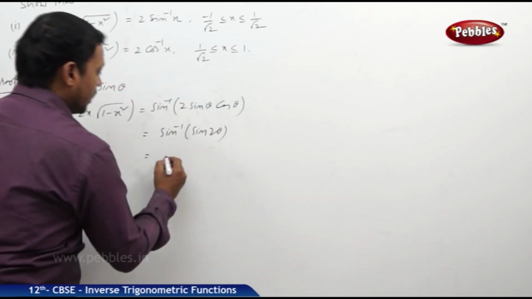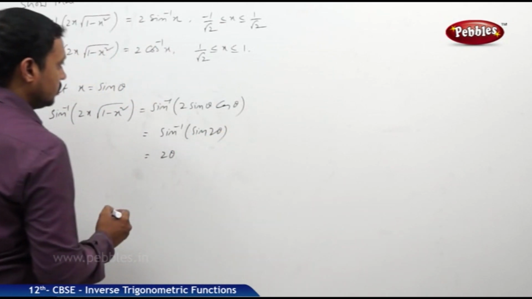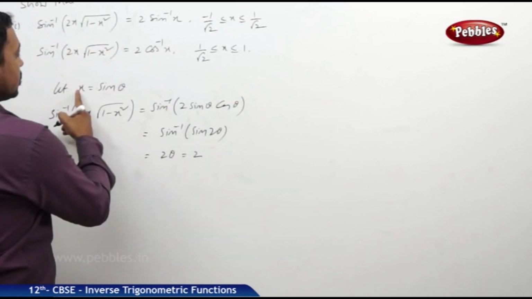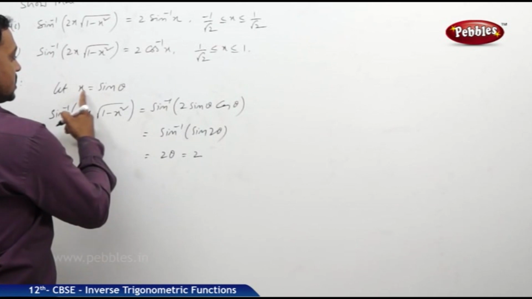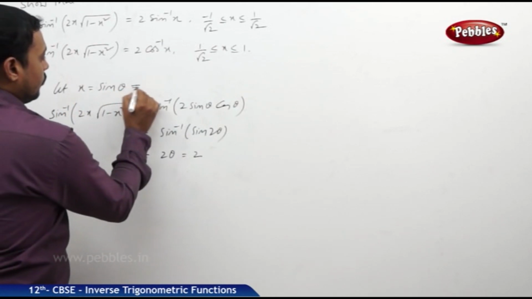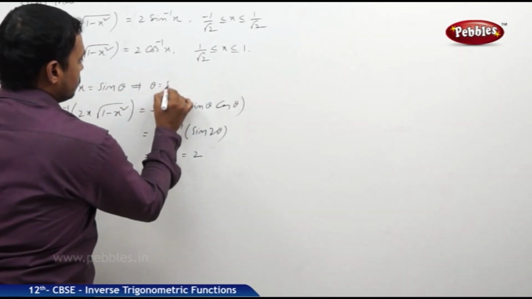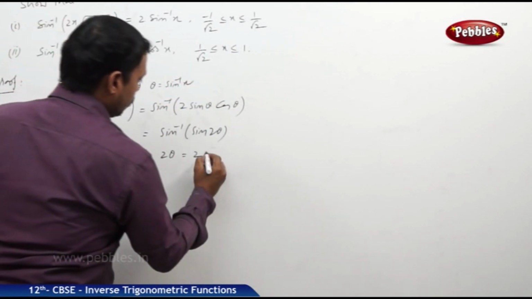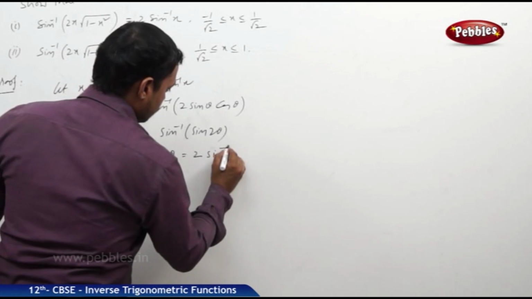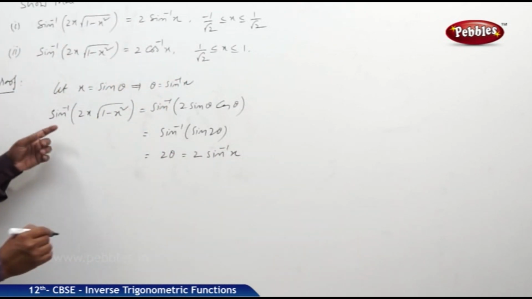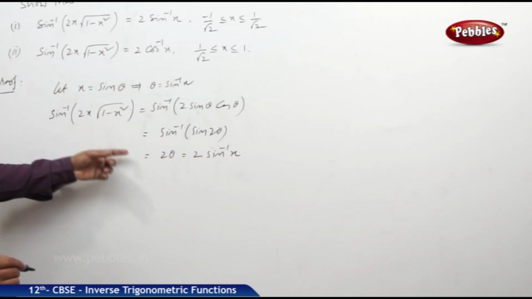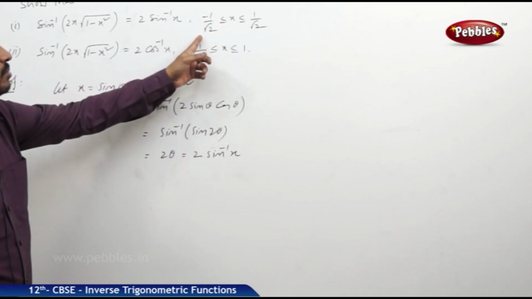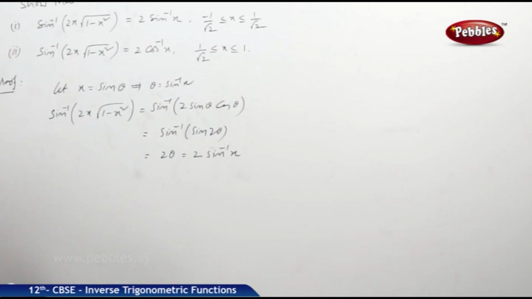Now, sin inverse of sin 2 theta is equal to 2 theta. That is 2 into theta, and theta is equal to sin inverse x, since x is equal to sin theta. Therefore, theta is equal to sin inverse x. So finally, sin inverse of 2x into root of 1 minus x square is equal to 2 sin inverse x for all x belongs to minus 1 by root 2 to plus 1 by root 2.